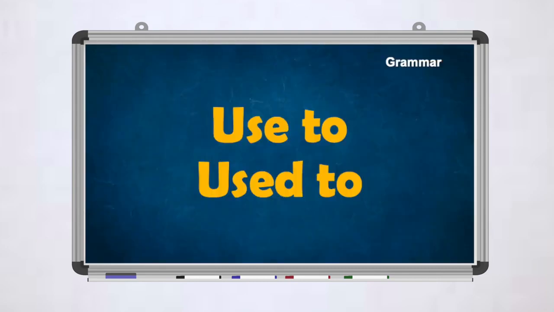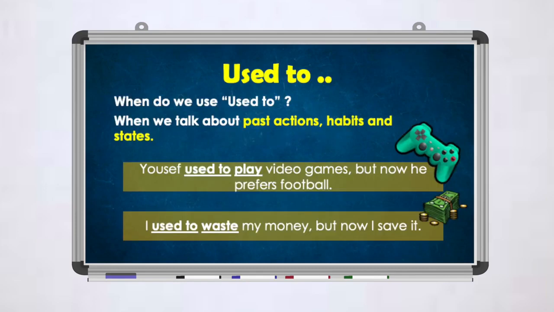Now, the next grammar we're going to study is the use of used to and use to. Now, when do we use used to? We use used to when we want to talk about past actions, past habits, and states. For example, if I said, "Yusuf used to play video games, but now he prefers football." So he's not playing video games anymore because he prefers football. So this is a past action or a past habit. "I used to waste my money, but now I save it." You see how I used used to here because it's something in the past and it's a past habit.